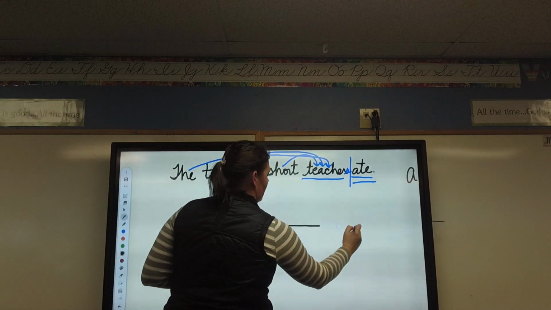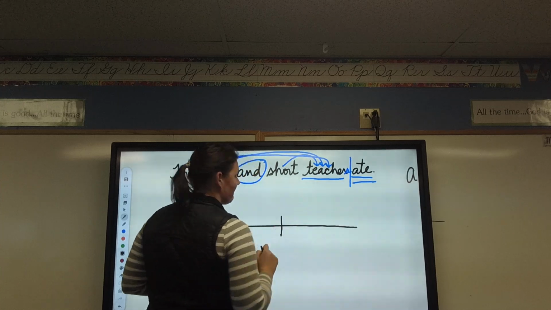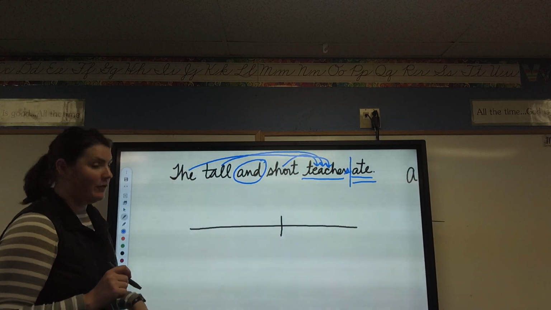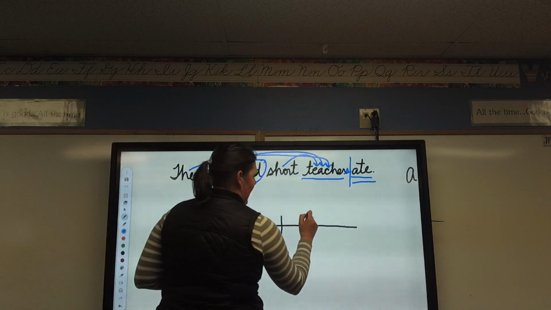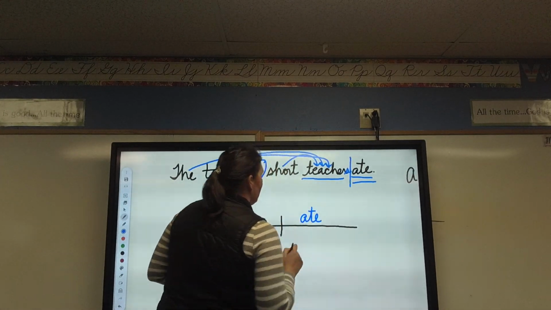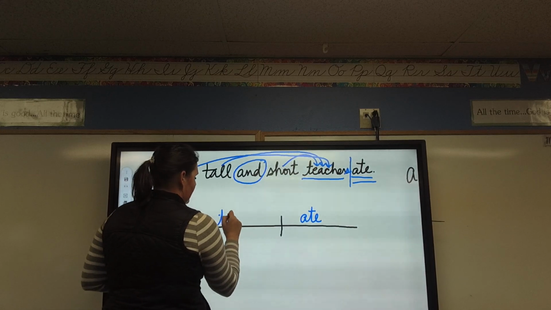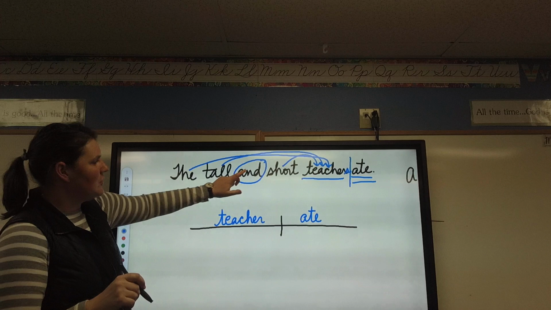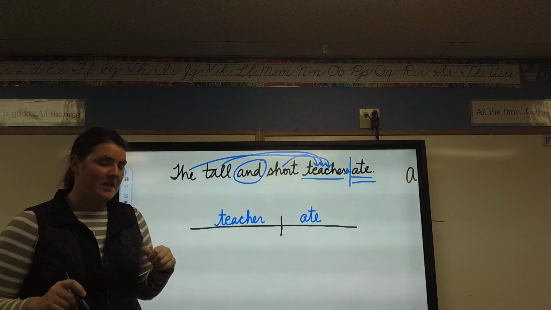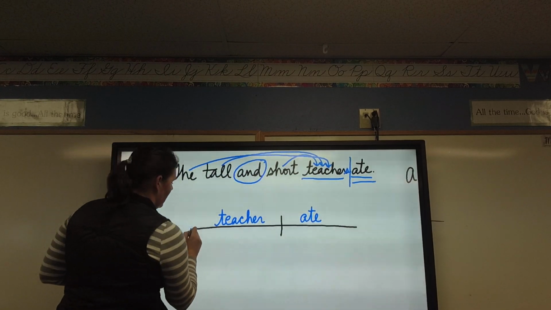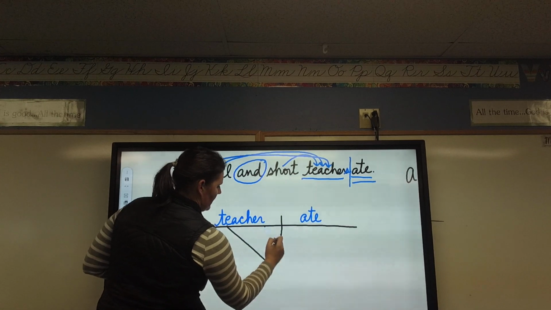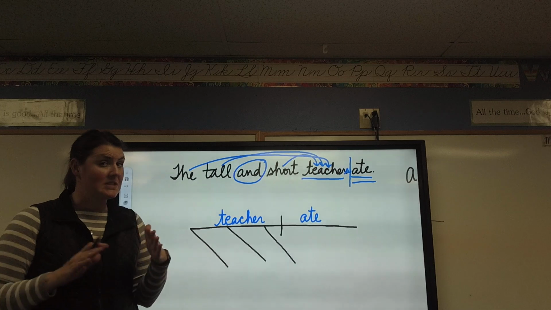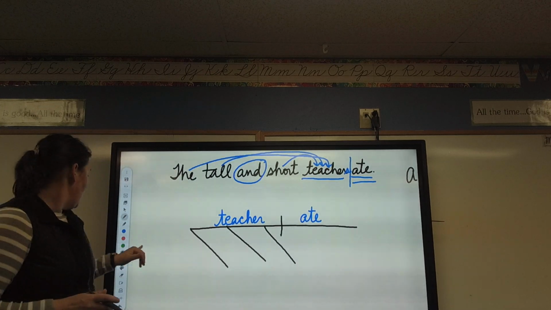Starting the diagram, and first things first, let's take care of the verb, and the verb is going to go on the verb side, ate. Teacher is going to go on the noun side. We've got 1, 2, 3 parking spaces that we need to take care of, so let's do that. But now, we still have to take care of that conjunction. We can't just leave the conjunction. What are we going to do?